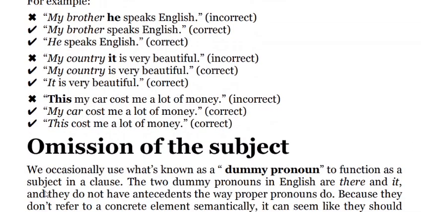So, "This my car cost me a lot of money." Incorrect. Because why? Because we use "this" also as a subject and "my car." "My car cost me a lot of money." "My car," okay. It is a complete subject. If we use "This cost me a lot of money," then also it is a complete subject. So, omission of the subject.